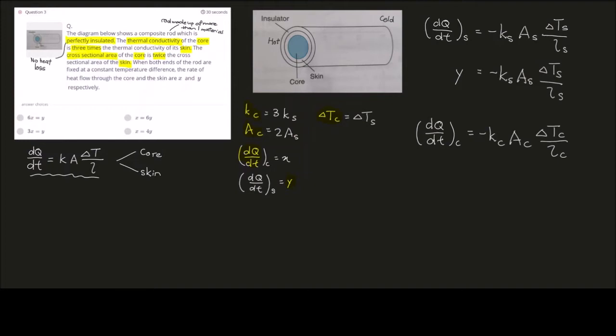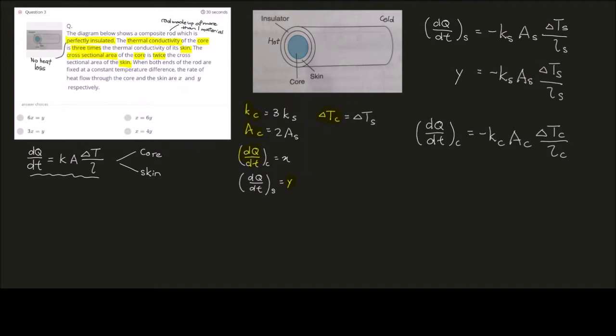So we change Kc to represent in terms of Ks. We change Ac to represent in terms of As. Delta Tc, we change to be in terms of delta Ts. And length of the core, we change to express in terms of Ls. So the equation is all here, the relationship is all here. It's a matter of substitution.